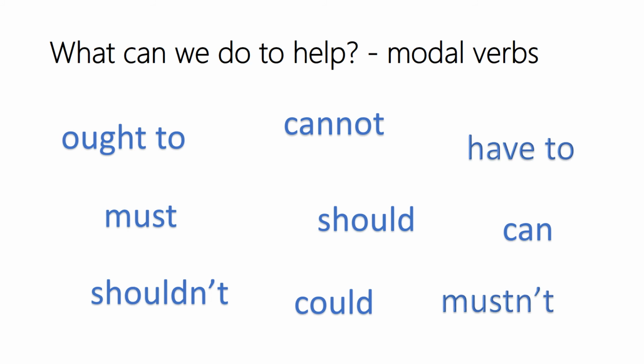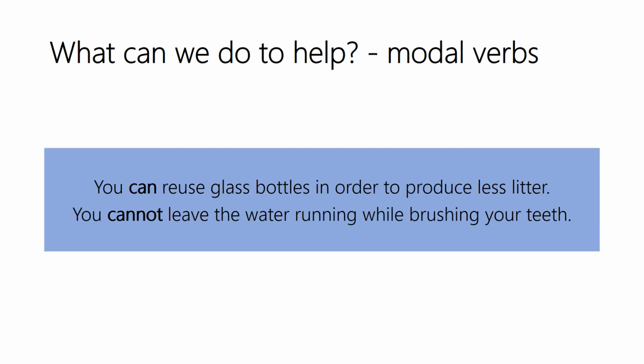There are two more modals to introduce. Can and cannot. We can use them to say what we are able to do in order to help the environment. You may say something like this. You can reuse glass bottles in order to produce less litter. Or, you cannot leave the water running while brushing your teeth.